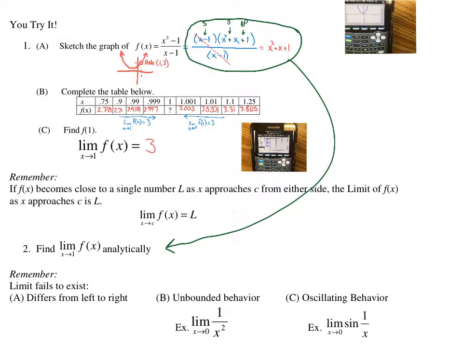Analytically is going to give us an exact answer. Graphically and using a table, we can come up with a pretty good approximation. But remember, that's still just an approximation. I guess it's possible the limit could equal 3.0005 or something like that. We won't know 100% for certain until we actually do it analytically. Okay?